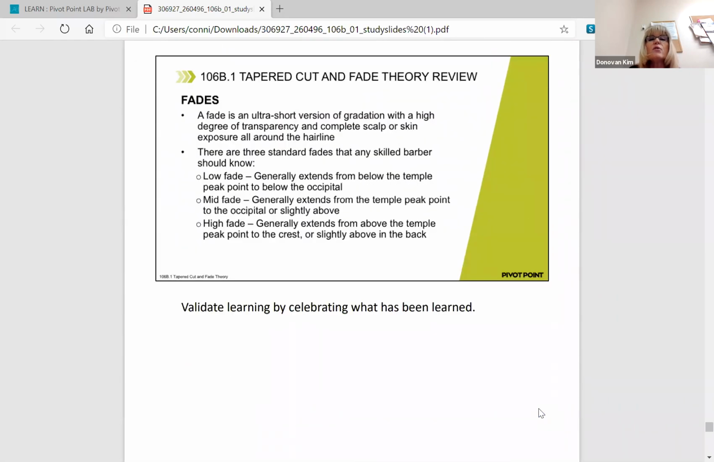A fade is an ultra short version of gradation with a high degree of transparency and complete scalp or skin exposure around the hairline. Three standard fades: low fade, which generally extends from below the temple peak to the point below the occipital; mid fade from the temple peak point to the occipital or slightly above; and a high fade from the temple peak point to the crest or slightly above in the back.